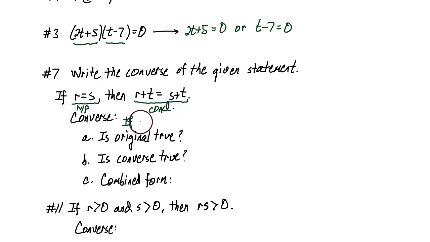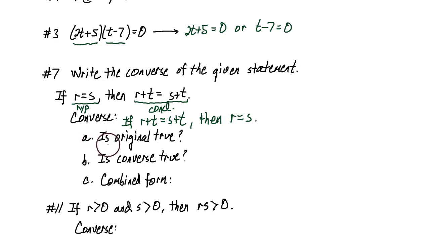If r plus t equals s plus t, then r equals s. Notice what this sentence looks like compared to the original sentence given to us in number 7. The order of the information is switched.